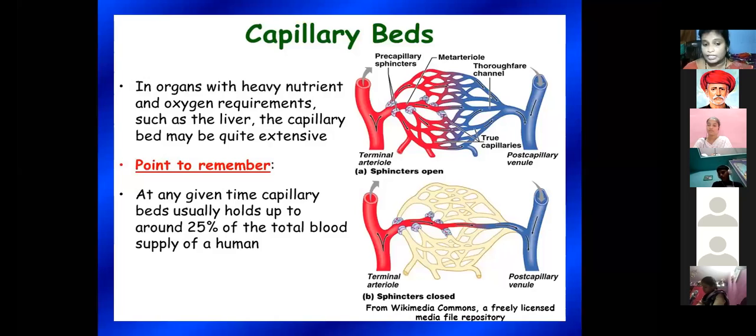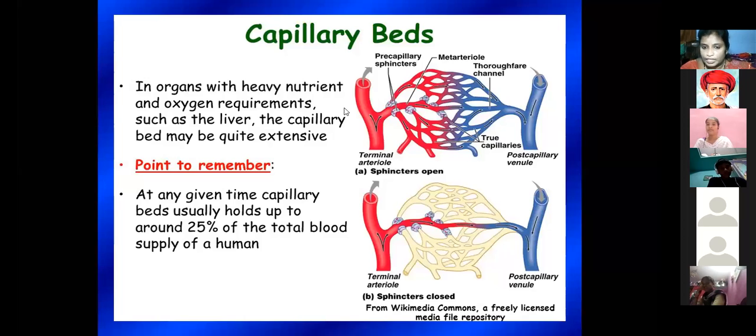And next, capillary beds usually hold around 25% of the total blood supply of the human. Overall, in our human body or any living organism, pumping blood through all parts of the body is mainly helped by the capillaries. Can you understand, ma'am? Can you understand this slide also?